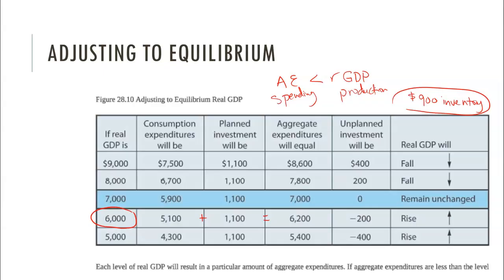Their unplanned investment is negative, right? They sold more than they were expecting. What's going to happen in our next period? They're going to produce more, right? This is a signal that they need to make more stuff because they want $1,100 in inventory.